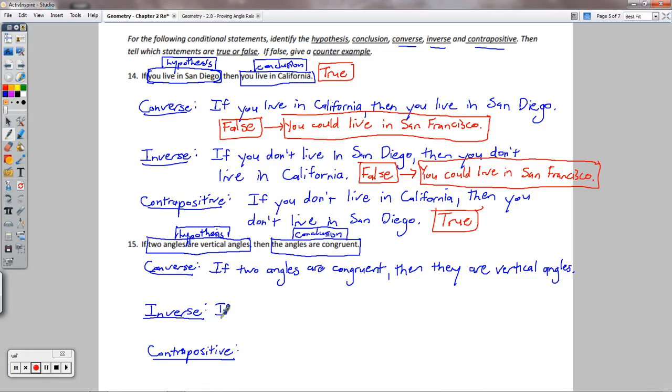The inverse, we're going to put nots in there in a grammatically correct way. So go back to the original. If two angles aren't vertical angles, or are not vertical angles, then they aren't congruent, or are not congruent.